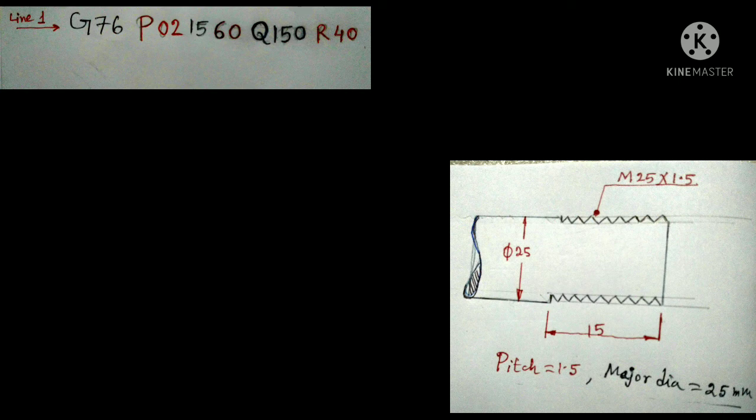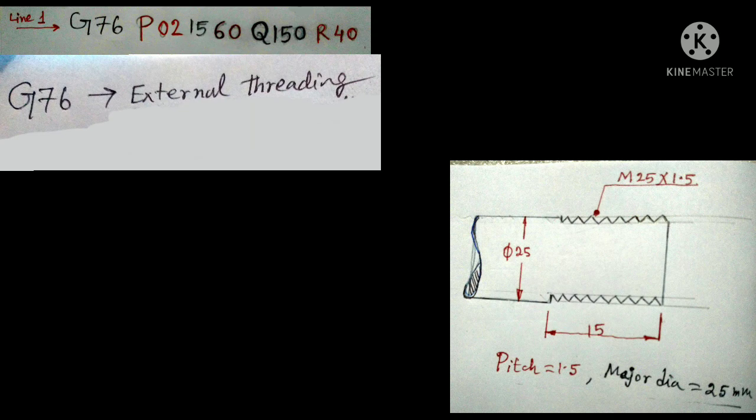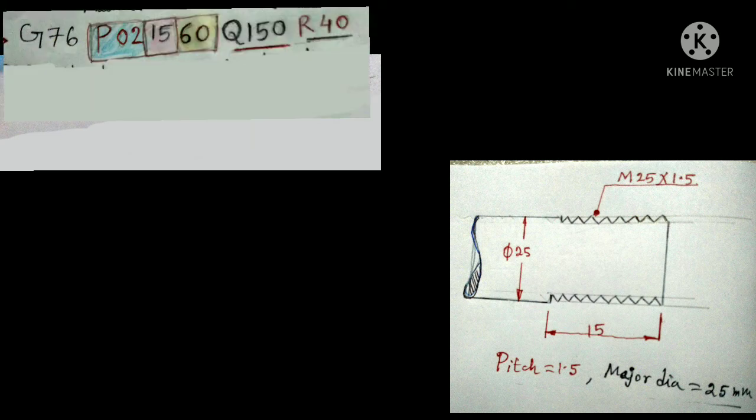Now for the first line, we will write G76 P02 15 60 Q150 and R40. Okay. Now we will try to understand the meaning of this line one by one. So first, as we know, for threading we use G76, and the next part is P021560. I'll divide this part into three divisions.